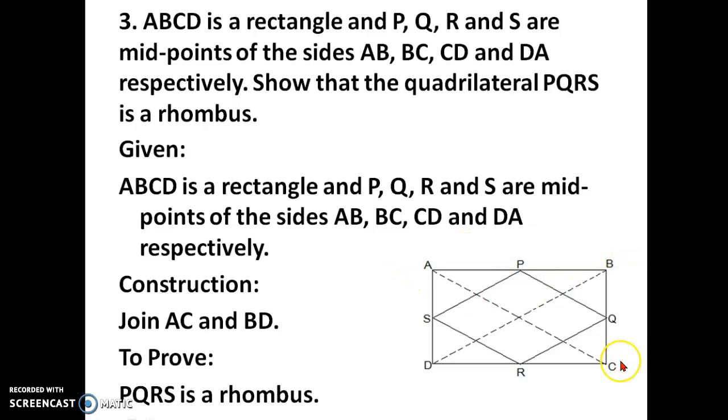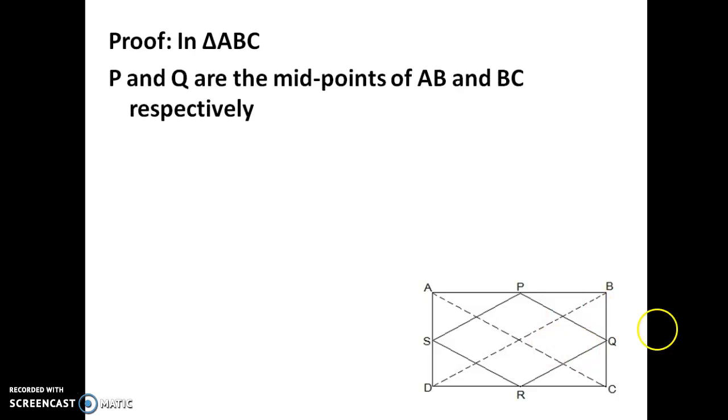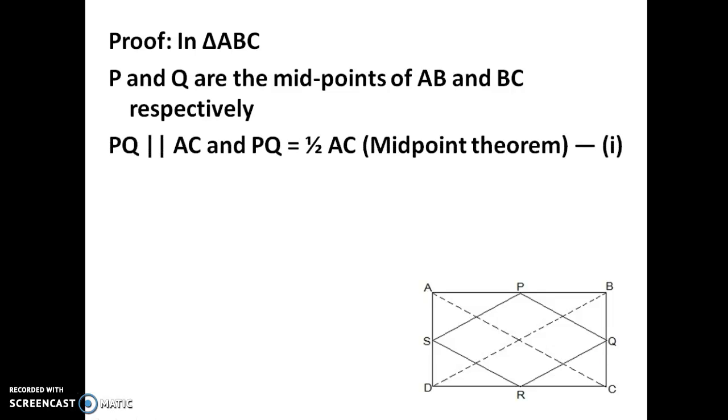For that construction we are joining AC and DB, the diagonals of the rectangle. Then proof: in triangle ABC, this upper half of the rectangle along the diagonal, P and Q are the midpoints of AB and BC, that we know. So by the midpoint theorem we can say that PQ is parallel to AC and PQ is half of AC.